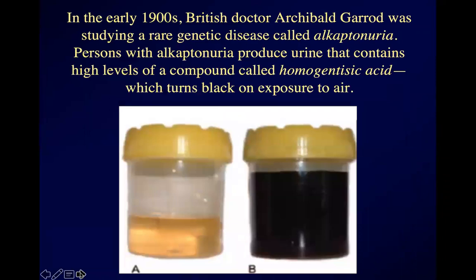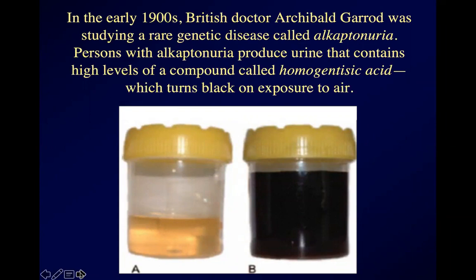How do we tie this back to genes? A British doctor named Archibald Garrod in the early 1900s was studying some rare genetic diseases. And one is called alkaptonuria. And this is kind of weird.